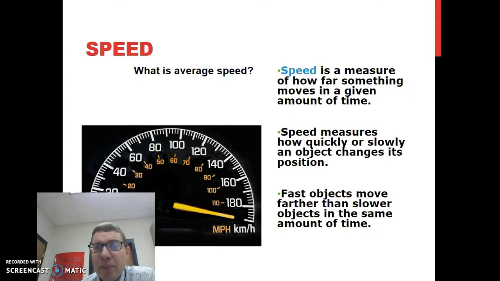So speed is a measure of how far something moves in a certain amount of time. Speed also measures how quickly or slowly an object changes its position. So a car going down King Street is going to move a lot slower and change its position slowly versus a car going down Route 7, which is changing its position very fast in shorter times. So fast objects move farther than slower objects in the same amount of time.